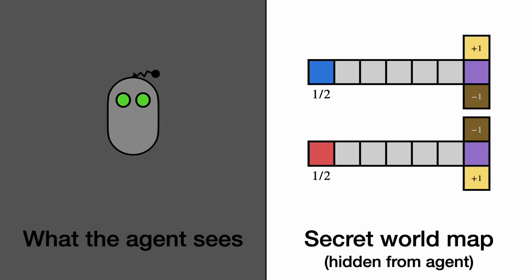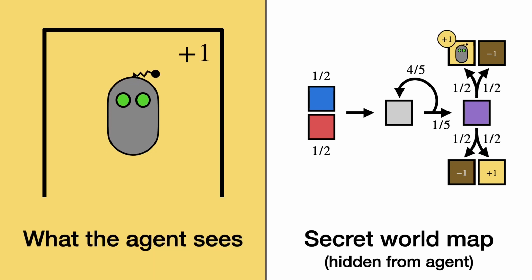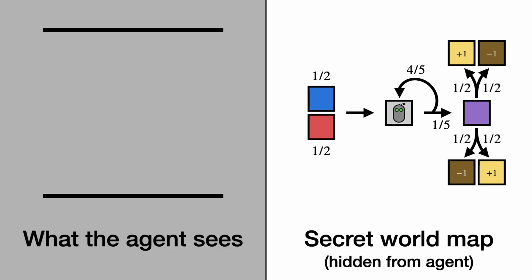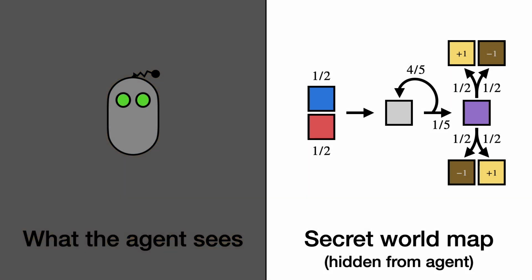On the other hand, the world could also look something like this, with no particular correspondence between the initial observations and the goal locations. In this case, the agent's actions transition stochastically between the different states instead of deterministically. And this world is just as good of an explanation for the agent's experiences.